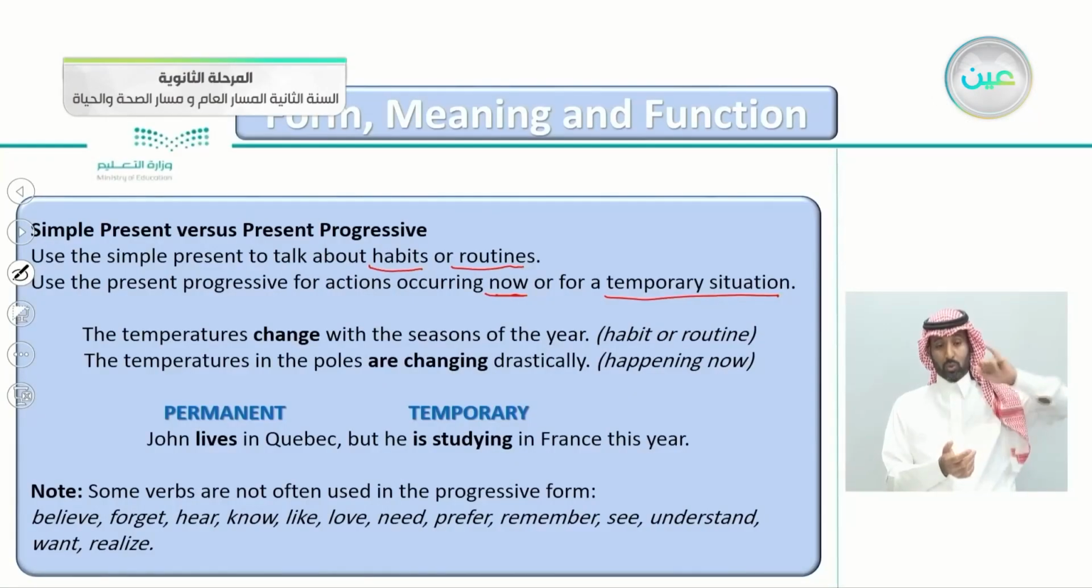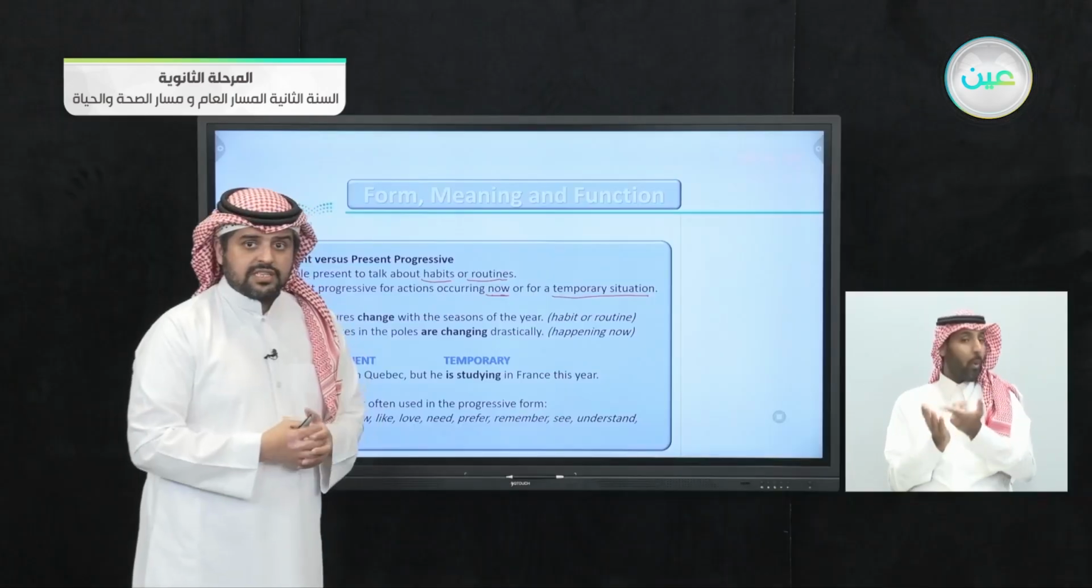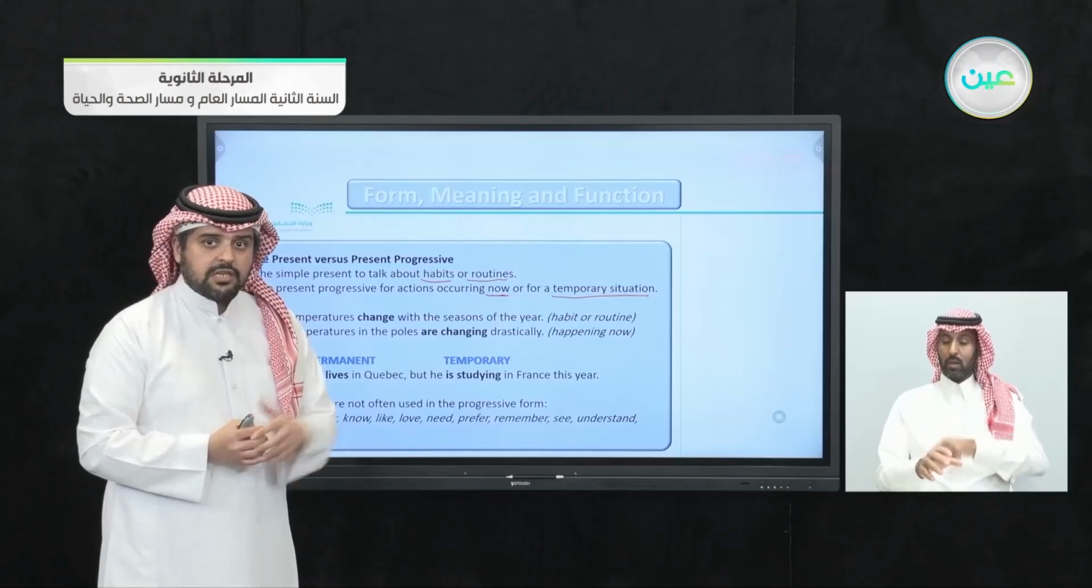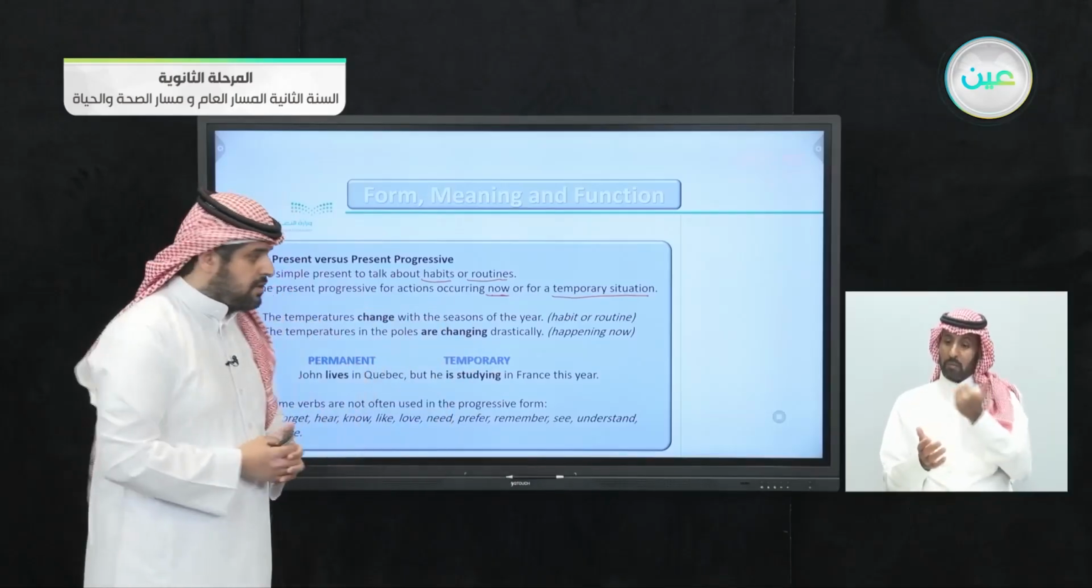John lives in Quebec, but he is studying in France this year. So notice here, John lives in Quebec. This is permanent, present simple. But he is studying in France this year. This is temporary. So this sentence combines the use of present simple and present progressive. This is the use of progressive because it's a temporary situation. He'll be studying, then he will come back to Quebec.